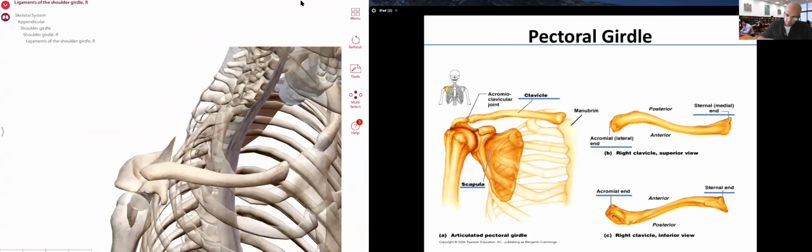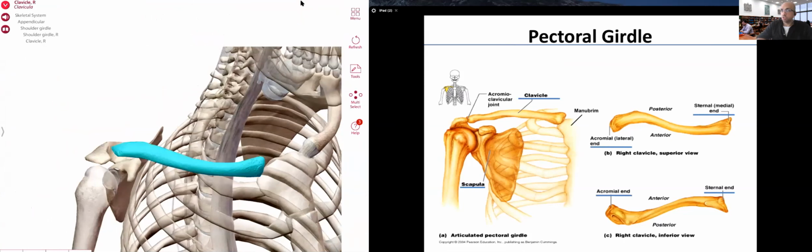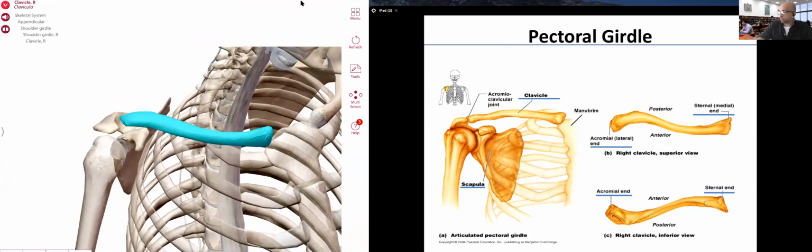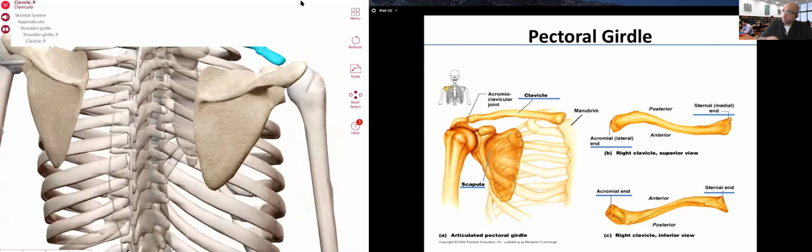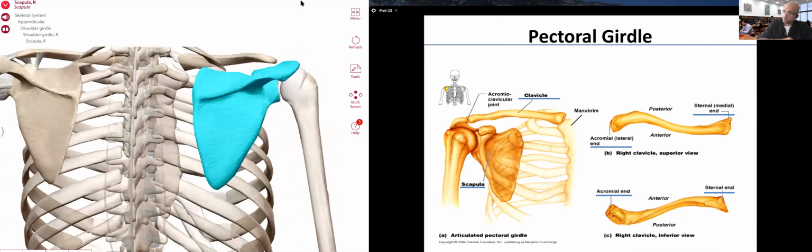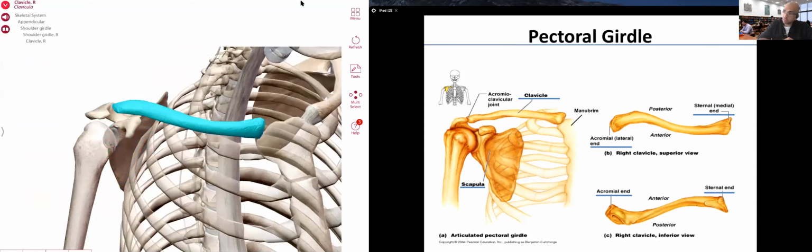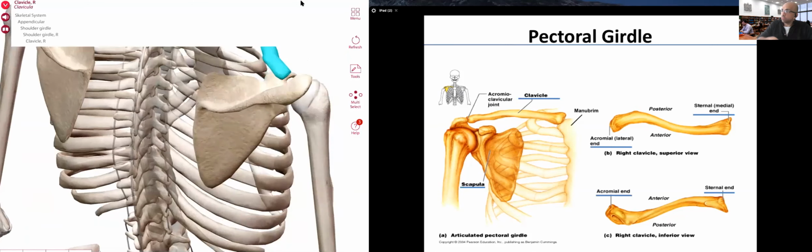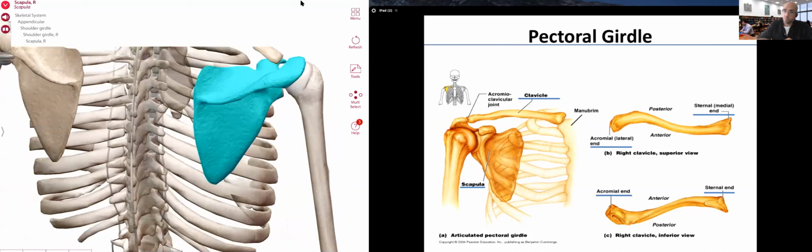The first bone that shares in the pectoral girdle is going to be the clavicle, or the collar bone. And the second bone that shares in the formation of the shoulder is going to be the scapula, or the shoulder blade. So we've got two main bones here: the clavicle and the scapula.